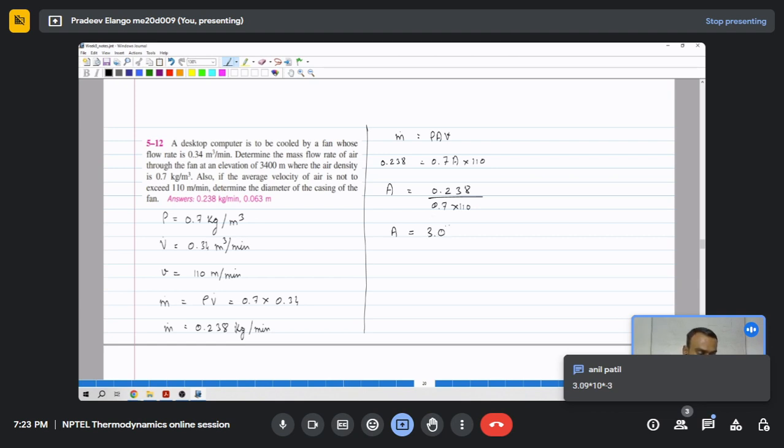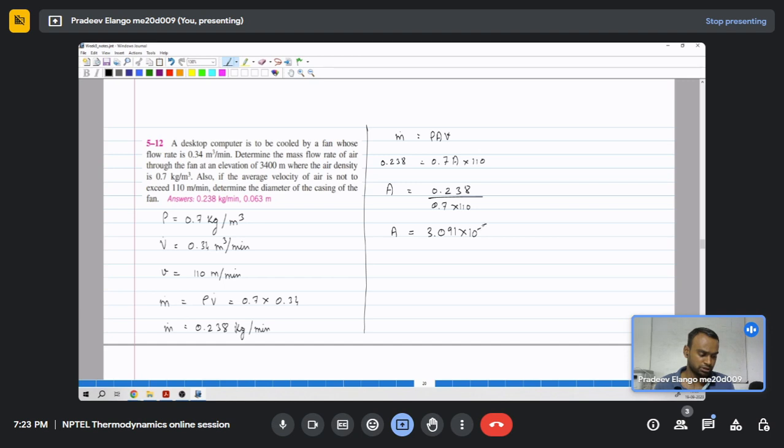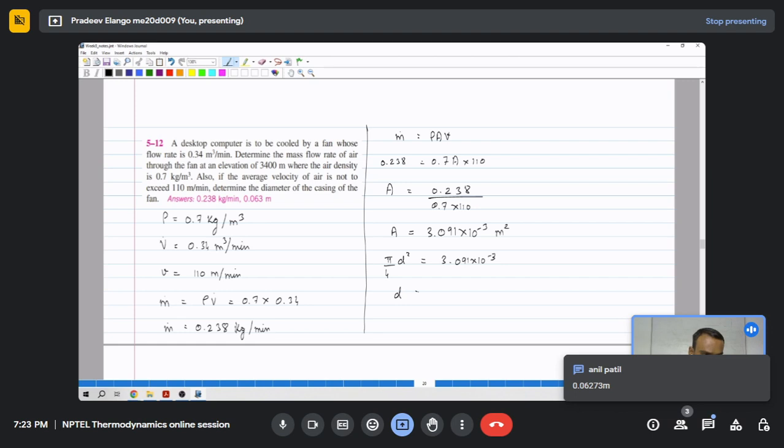Yes, this is 3.091 into 10 power minus 3 meter square. So area, it is given as circular, so we need to find the diameter. The cross section is a circle, so pi by 4 d square is the area, equal to 3.091 into 10 power minus 3. So d is the root of 4 into 3.091 into 10 power minus 3 by pi. So this is 6.27 centimeters.